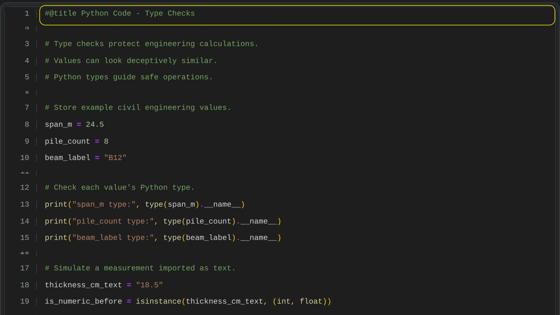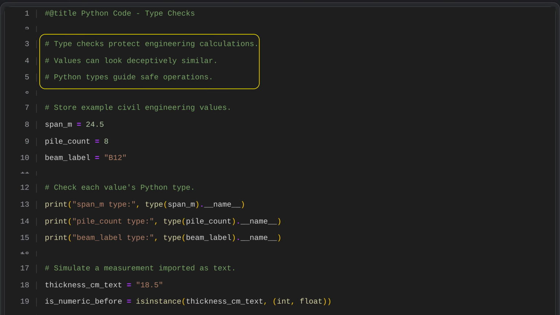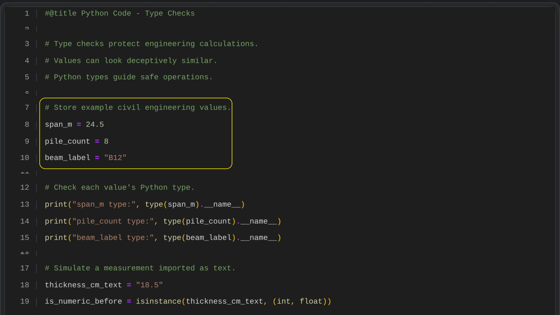Python code type checks. Type checks help keep engineering calculations safe by making sure values are used in appropriate ways. Even when values appear similar, their Python types can determine which operations are valid and prevent misleading results. This example shows how common engineering data can be stored using different data types.